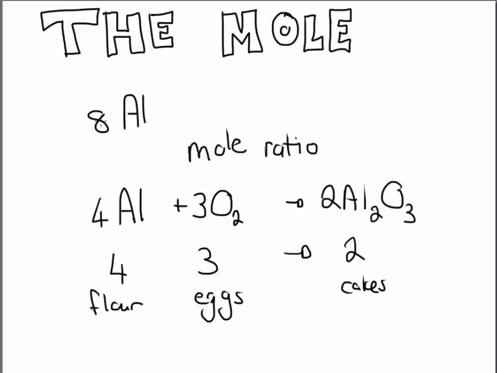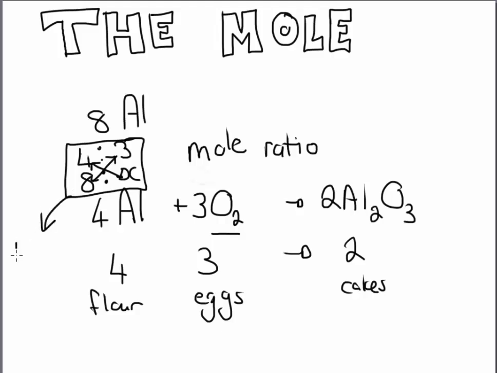If I have 8 aluminiums and the mole ratio is 4 to 3, I can use this mole ratio to calculate the amount of moles of oxygen that will react with the aluminium. So I'm going to use my mole ratio of 4 to 3, and now instead of having 4 aluminiums I have 8, leaving my amount of oxygen as my unknown, and I assign the letter X to it. Now you can multiply crisscross, and this is going to give you the following values.